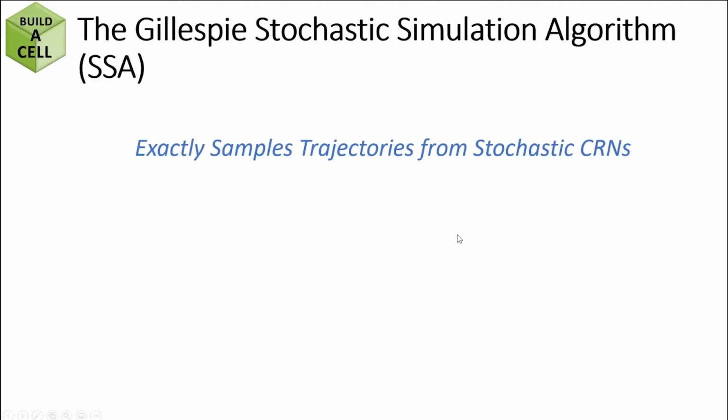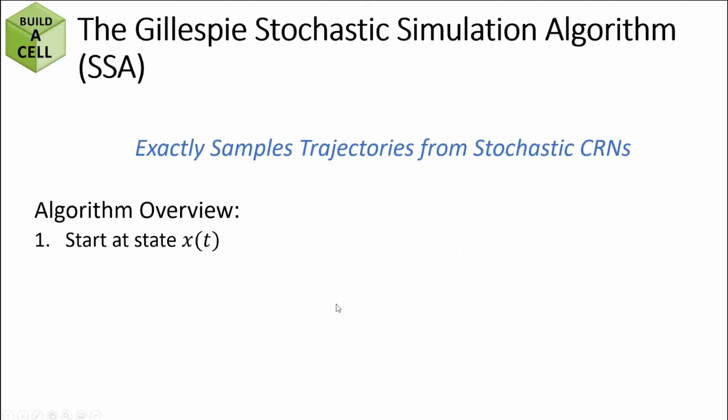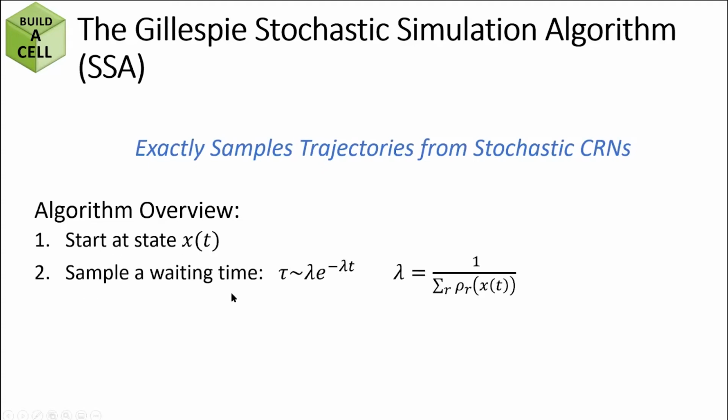So how does this algorithm work? I start at some state x of t. I'm going to have some amount of time I wait till my next collision or my next reaction occurs. And that's an exponentially distributed random variable tau with a time constant lambda, which is given by the sum over all my propensities. And this makes sense. If my propensities are faster, my reactions are happening at higher rates, I have to wait less time for the next reaction to occur.